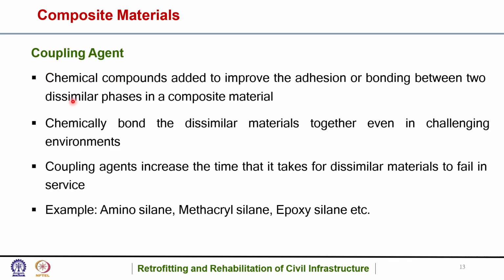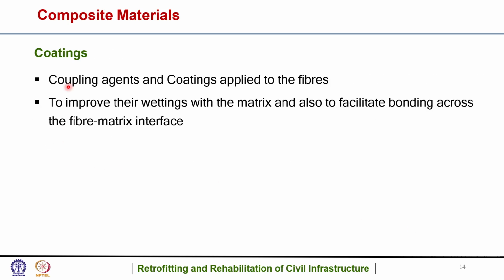Then the coupling agent. These are chemical compounds added to improve the adhesion or bonding between two dissimilar phases in a composite material. They chemically bond the dissimilar materials together, even in challenging environments. Coupling agents increase the time it takes for dissimilar materials to fail in service, and the examples are aminosilane, methacryl silane, epoxysilane, etc.